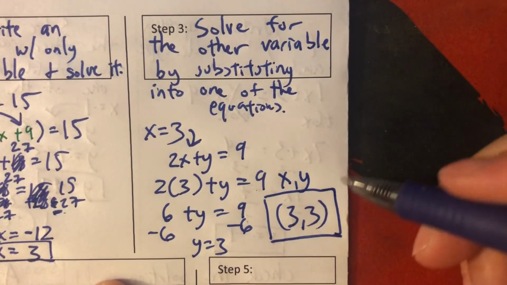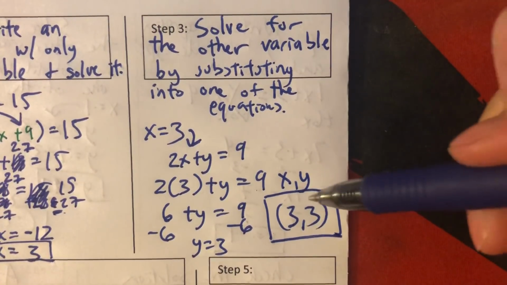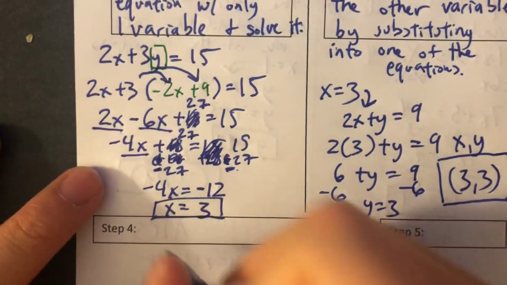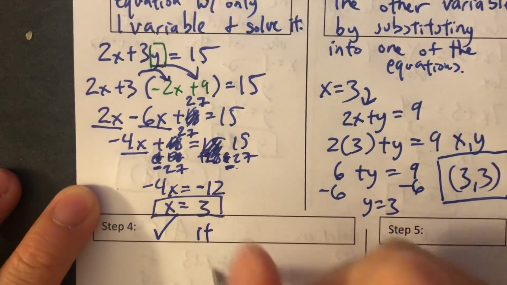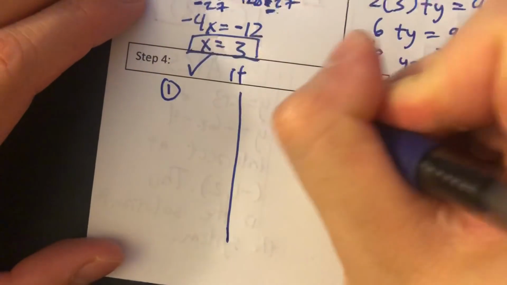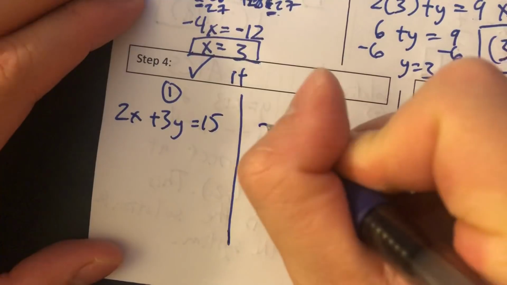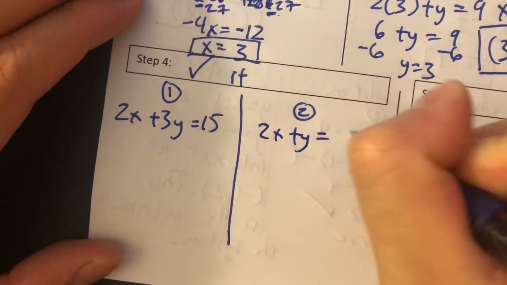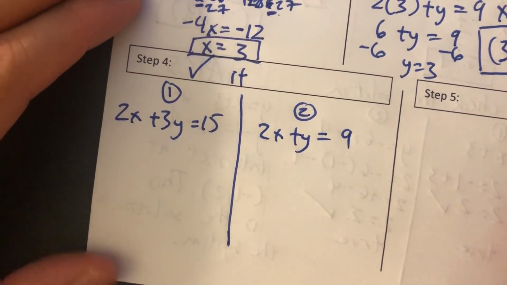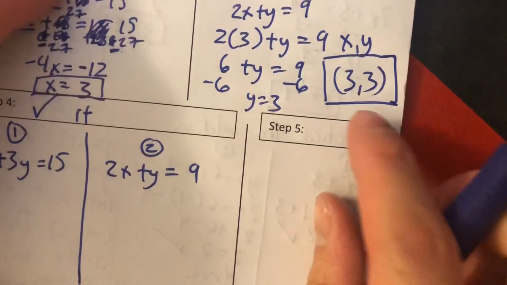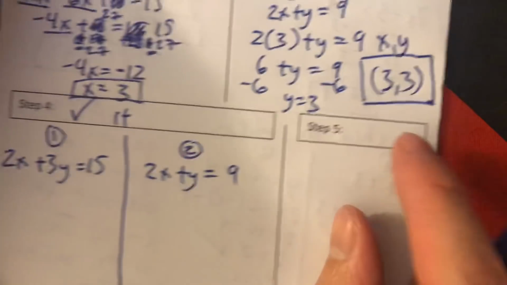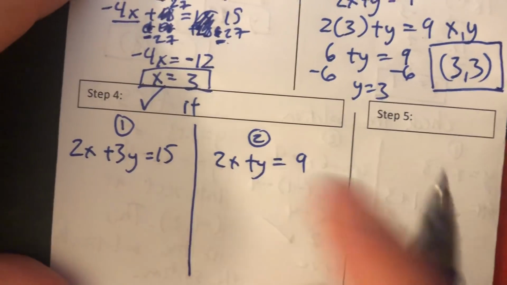This should be my solution, but as step 4 comes up, we need to check it. So here I have 2 equations. I have equation 1, equation 2. Equation 1 is 2x plus 3y is equal to 15, and equation 2 I have 2x plus y is equal to 9. So here was my answer. X and y were both 3, so I can plug 3 into the x and 3 into the y.